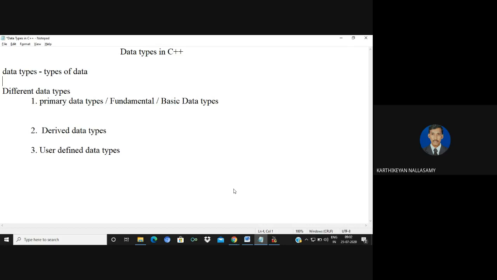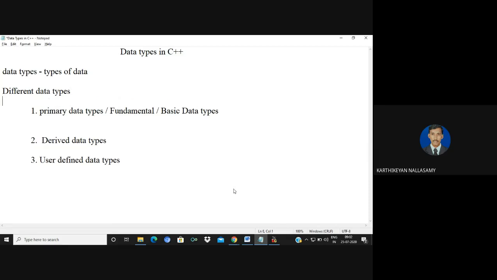There are different types of data types supported by C++. One is the primary, fundamental, or basic data type. The second one is the derived data type, and the third one is the user defined data type. The primary or fundamental data type is always supported for our basic inputs. The data type indicates the type of data we use for our programming purpose.